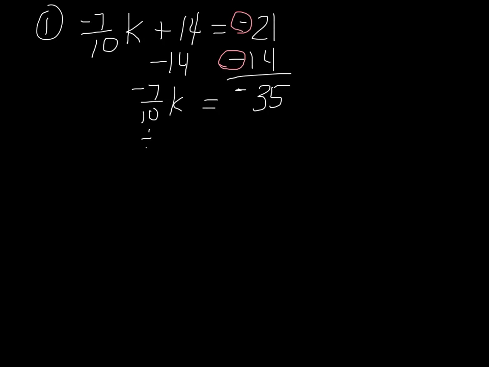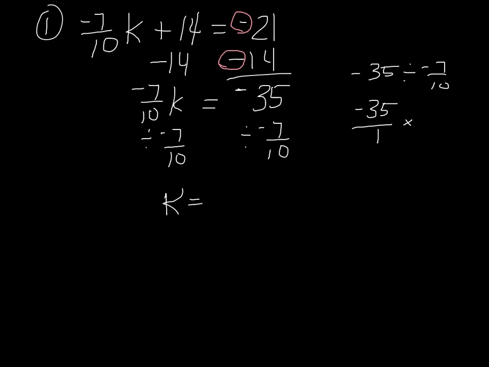Now I'm going to divide both sides by that negative 7/10. So I would get k equals negative 35 divided by negative 7/10. Negative 35 over 1 times 10 over 7. Does it matter if my negative is on the numerator or denominator? No, if there's a negative there, then that whole thing is negative. If there were two negatives, it would be positive, but it's not. So we just have to go this way.